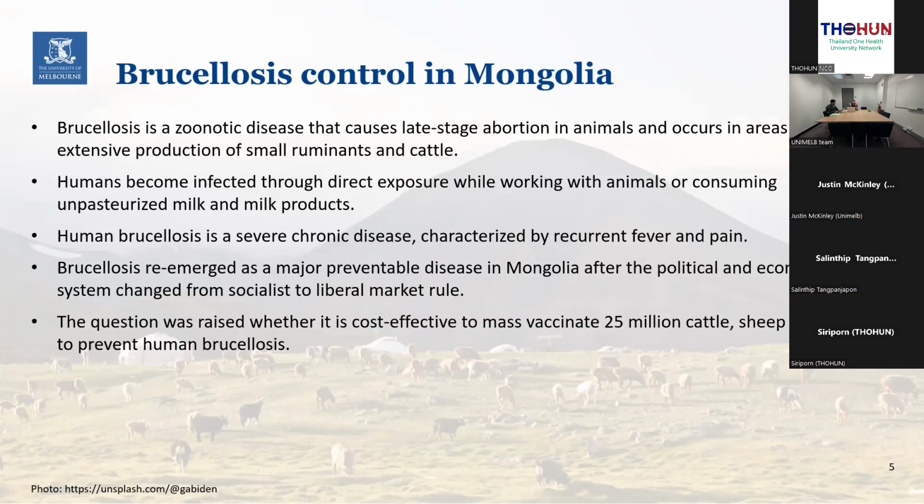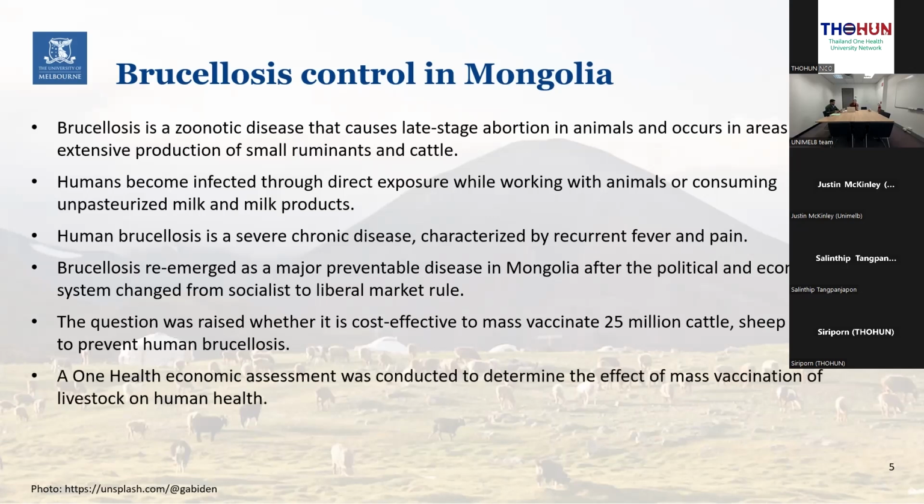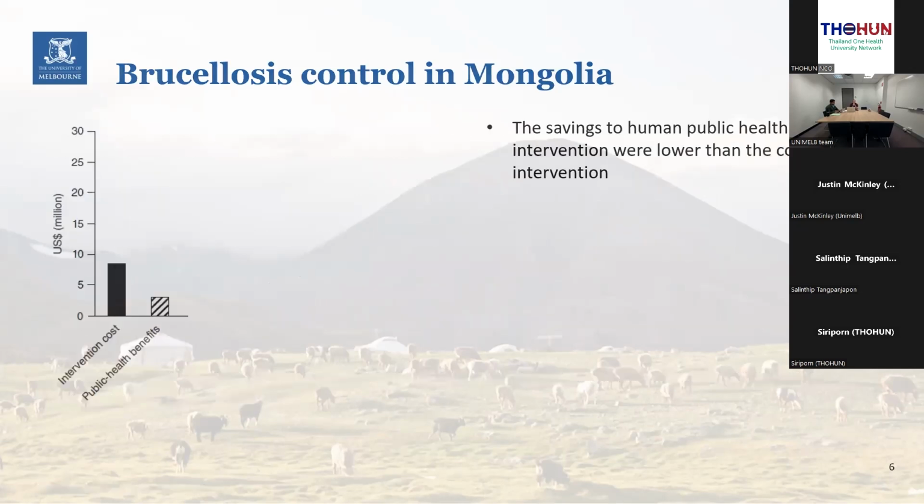So there was a question raised in Mongolia about whether it was cost effective to vaccinate their 25 million cattle, sheep, and goats to prevent human brucellosis. So there was a One Health assessment conducted to see whether or not this mass vaccination of livestock would be beneficial to human health. So when we frame it in that way, the mass vaccination of livestock for human health, we see that the cost of the intervention was higher than the public health benefits, or rather that the savings to human public health were lower than the cost of the intervention.